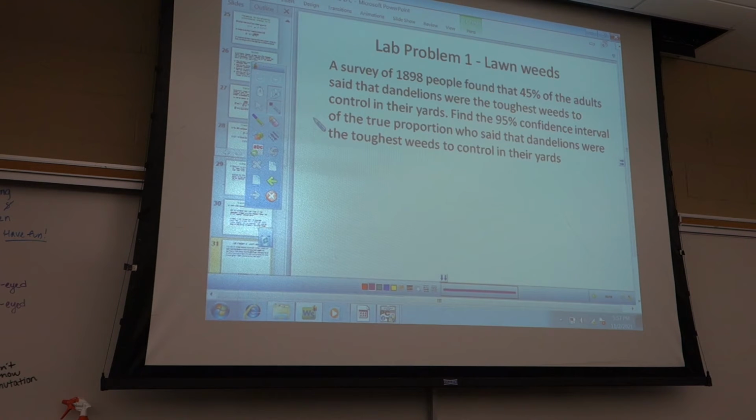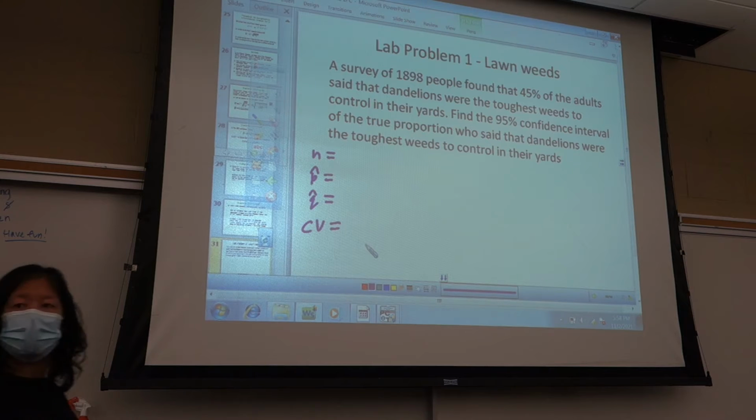First of all, give me n, p hat, q hat, and your critical value. Find those 4 things. I'll give you folks 30 seconds to find those. We're going to walk around and make sure that you're doing that.